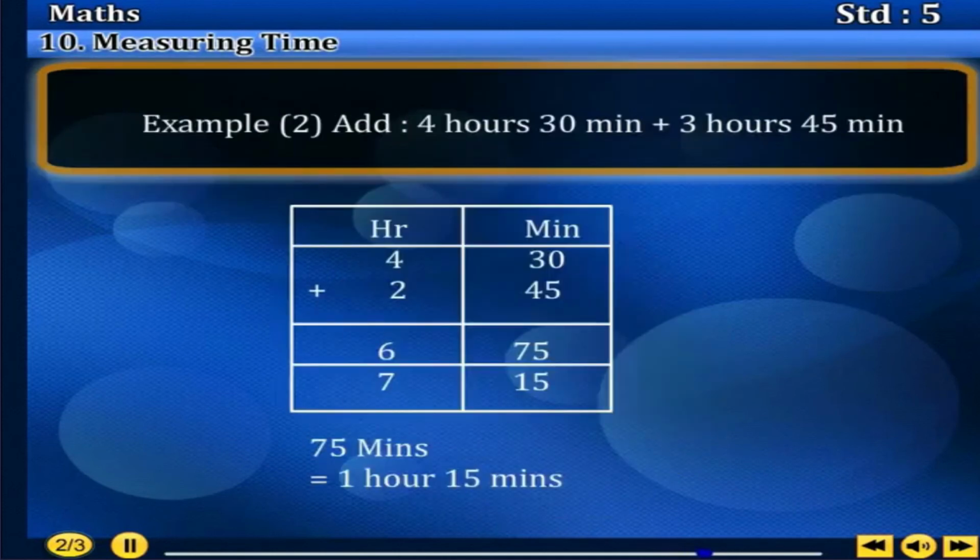Example 2. Add 4 hours 30 minutes plus 3 hours 45 minutes. 4 hours 30 minutes plus 3 hours 45 minutes equals 7 hours 75 minutes, which is 8 hours 15 minutes. 75 minutes equals 1 hour 15 minutes.